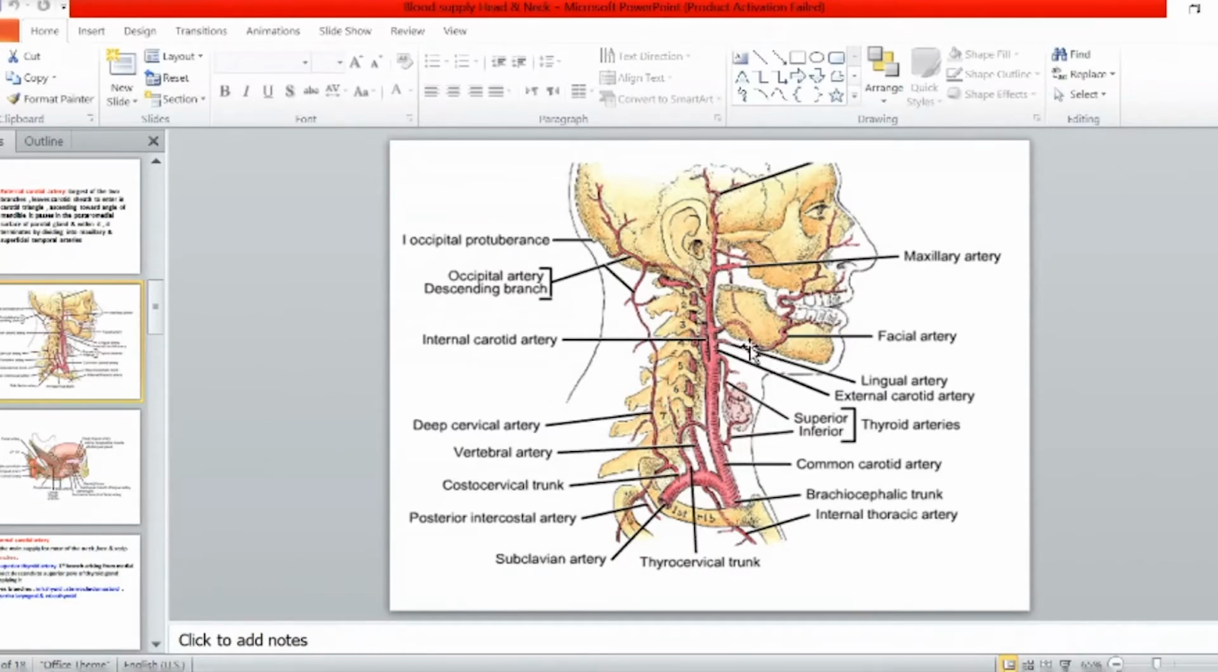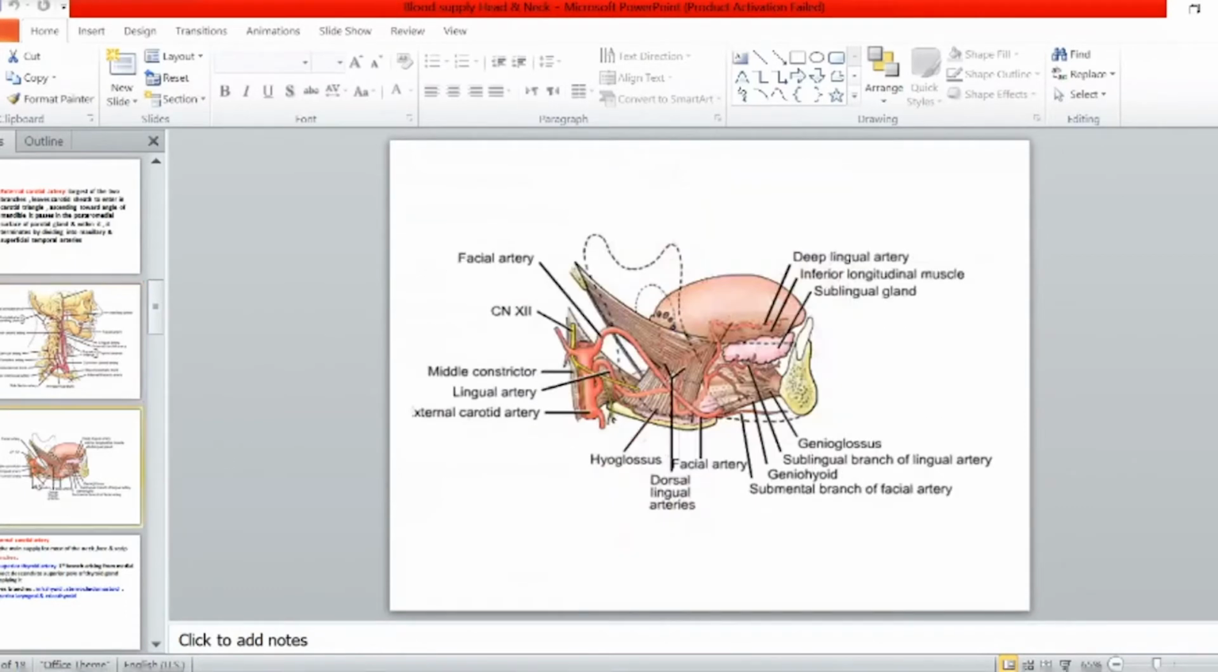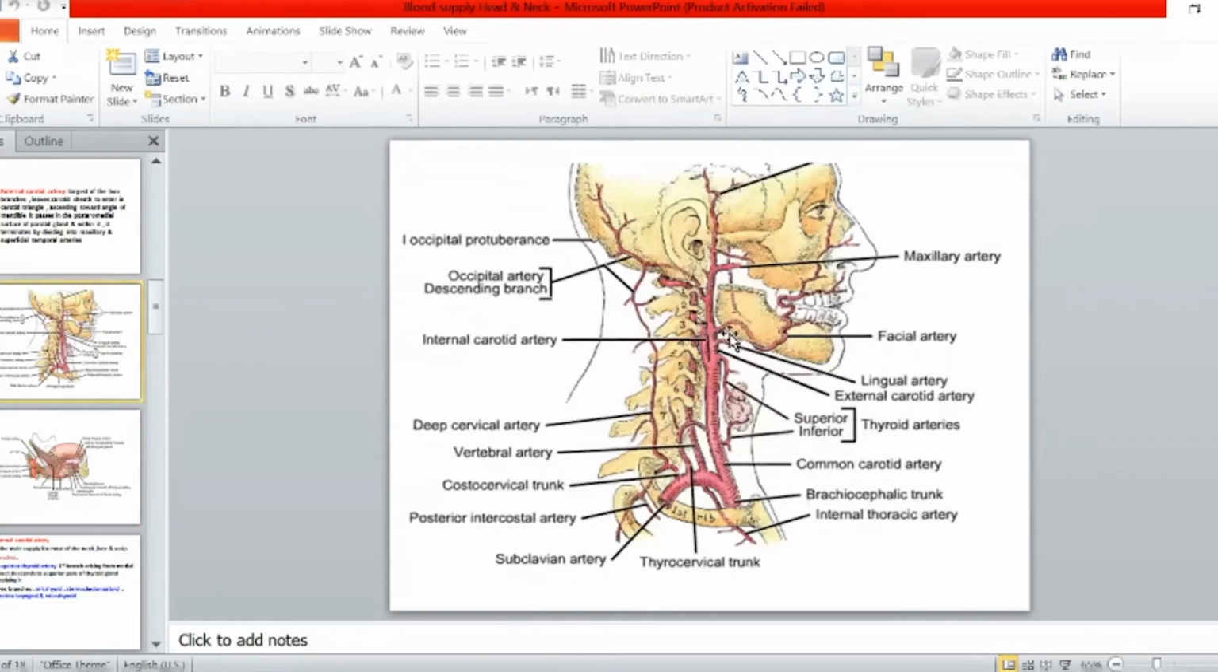Here is the facial artery, which is cut now. In the neck, the cervical part of it gives rise to a glandular branch for the supply of the submandibular salivary gland, and also gives rise to the submental branch, which passes to the submental triangle, supplying the floor of the oral cavity, that is the mylohyoid muscle from the inferior aspect, and then it ascends into the face.